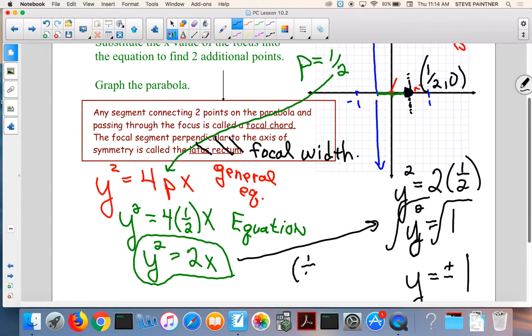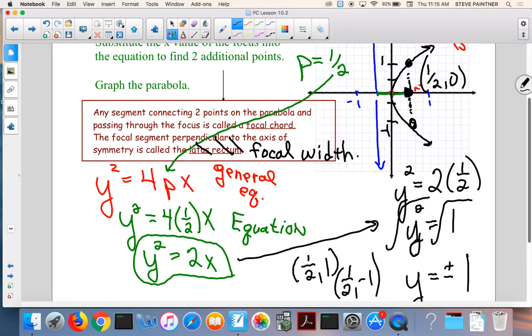I plugged in 1/2, I got out 1. I plugged in 1/2, I got out -1. So for me to graph this, I'm going to go, there's 1/2, there's 1, there's 1/2, there's -1. Down to here, up to here, hit the vertex, come on through. Good?